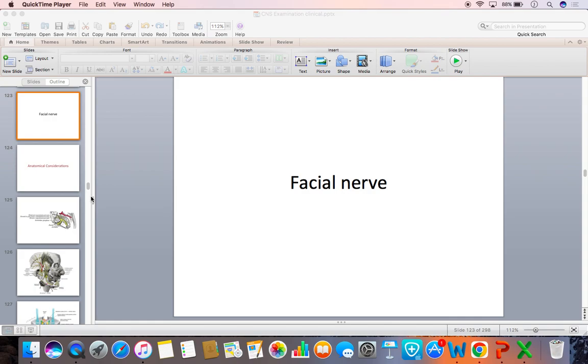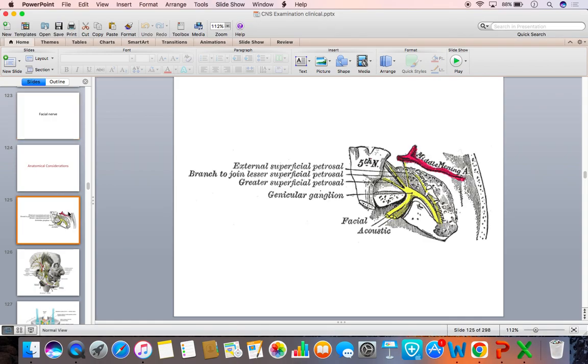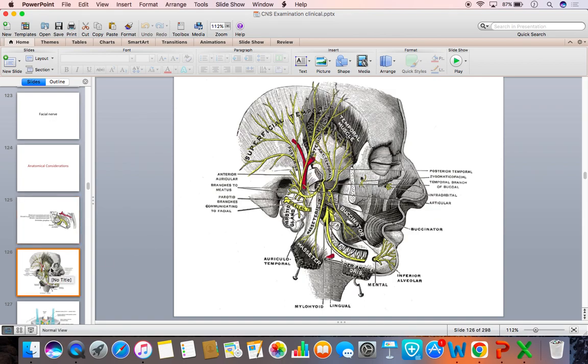Well, before going to the clinical significance, I'll show you some of the pictures that show the course of this facial nerve. This is the facial nerve in the petrous part of the temporal bone. We look at it as the geniculate ganglion and its branches to supply the structures in the face. Well, this is the picture showing the branches of the facial nerve innervating the muscles of face.